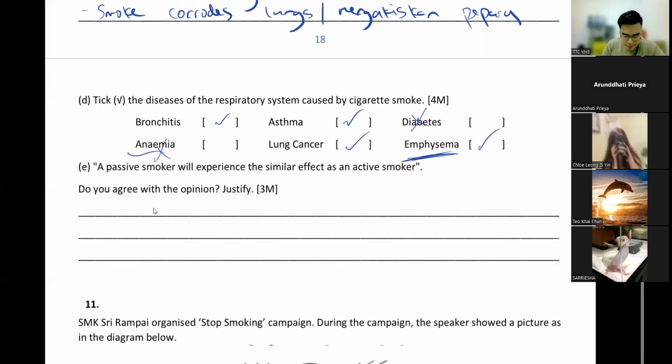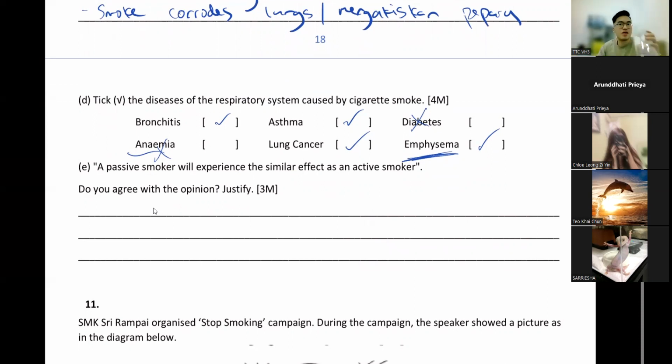So next E, a passive smoker will experience the similar effect as an active smoker. Do you agree with this opinion? Justify. Yeah, asthma is genetic, but could be made worse by smoking too. Okay, genetic plus smoking, you will make it worse. All right, so do you agree with this?